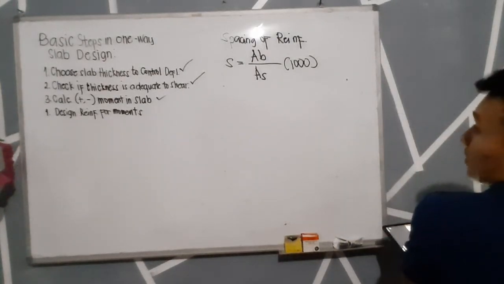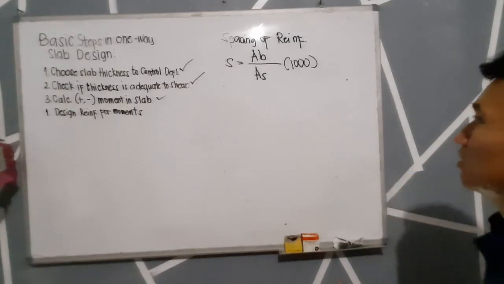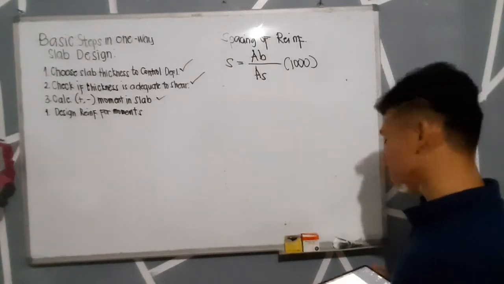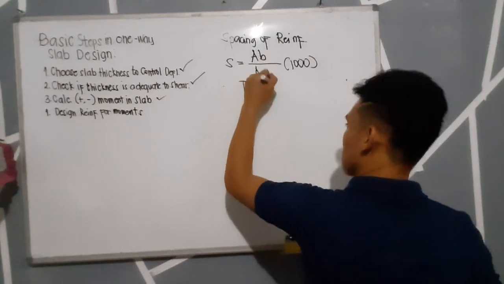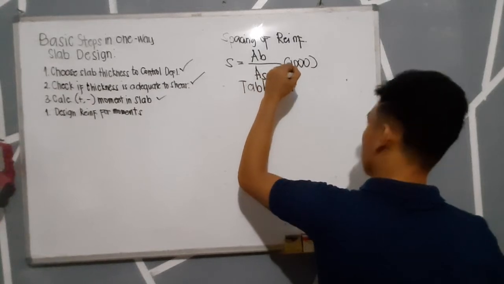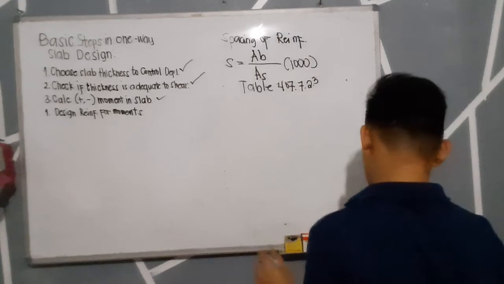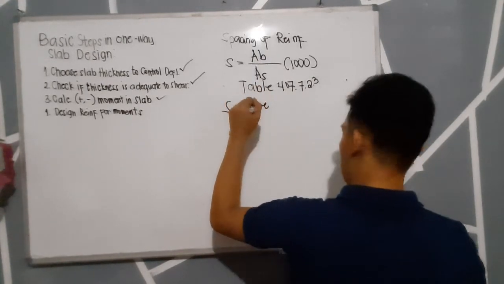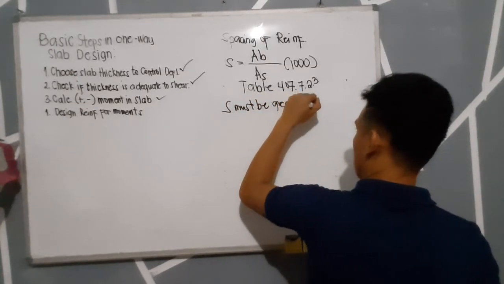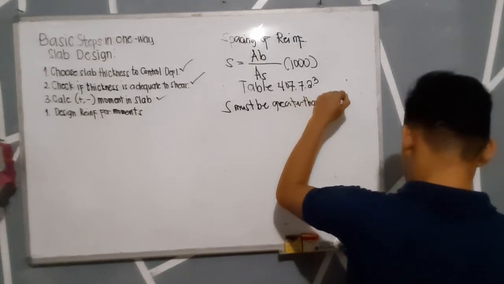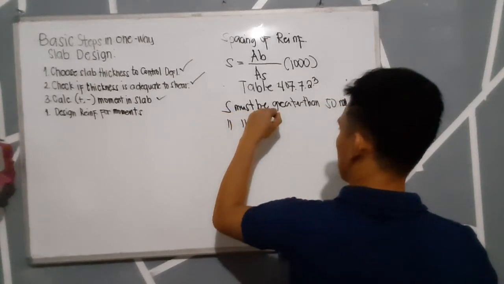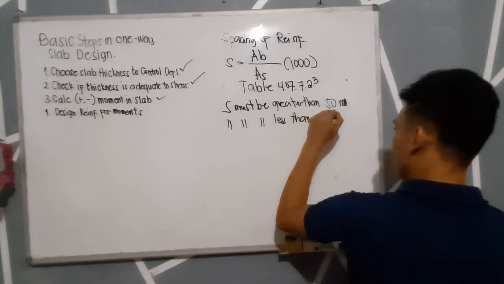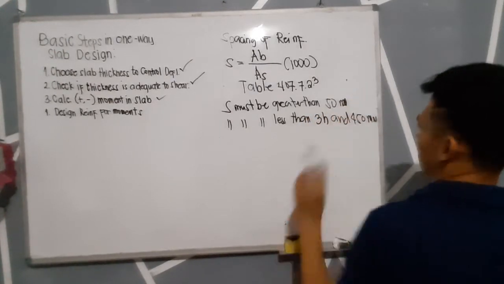After we get the spacing of reinforcement, we will compare it to the table given by the NSCP code, the table 407.7.2.3, which entails that S must be greater than 50 mm, and S must be less than 3h, where h is our slab thickness, and 450 millimeter.